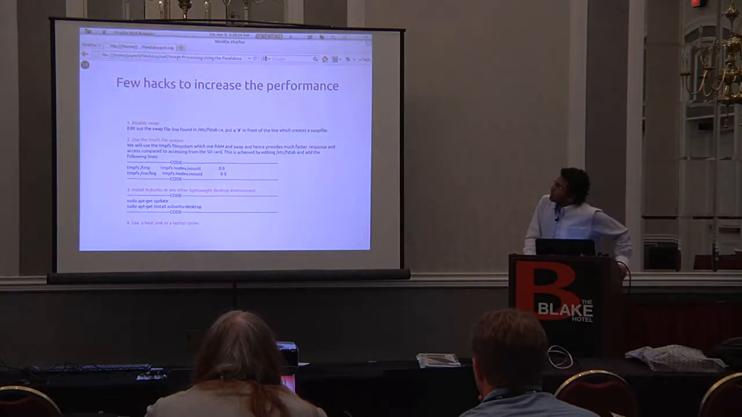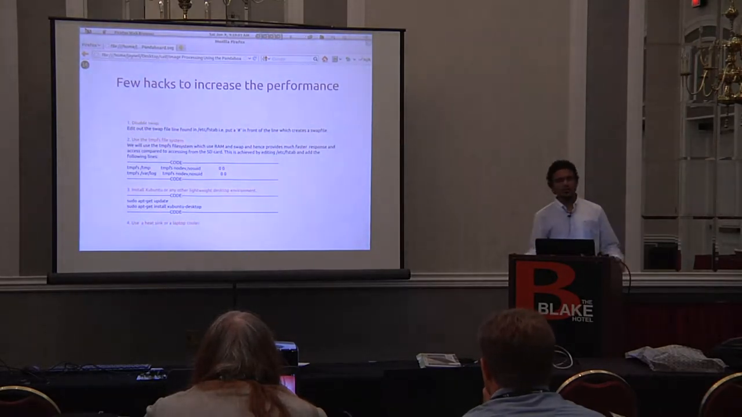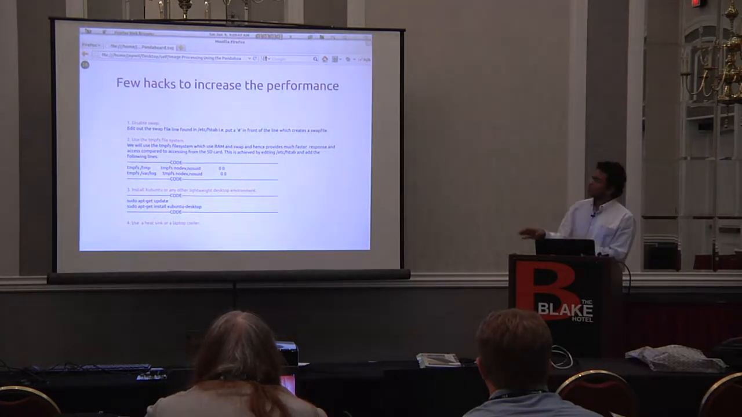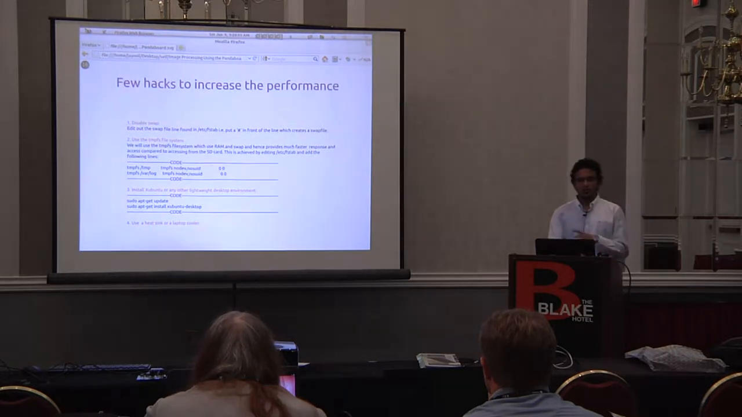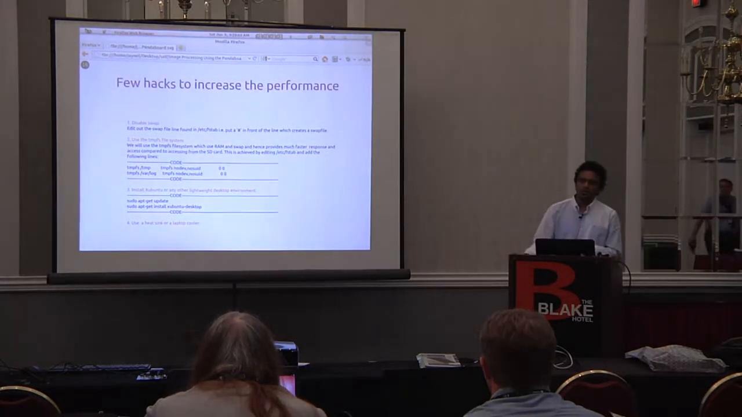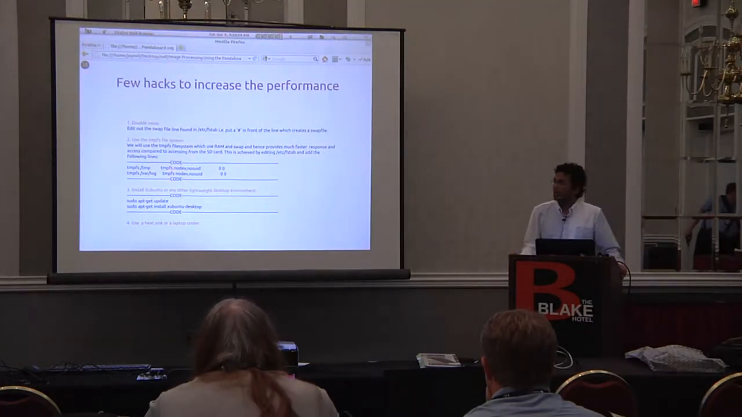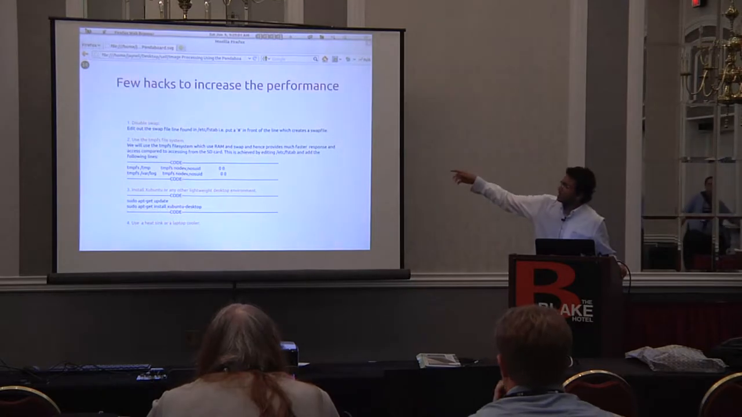Then there's a file system called TMPFS. What this does is that the most commonly accessed documents or your temporary file systems are stored on your RAM. Instead of accessing from your SD card, the most commonly accessed documents will be stored on the RAM. So you'll get much faster access compared to accessing from your SD card. So that is the second hack you can do.